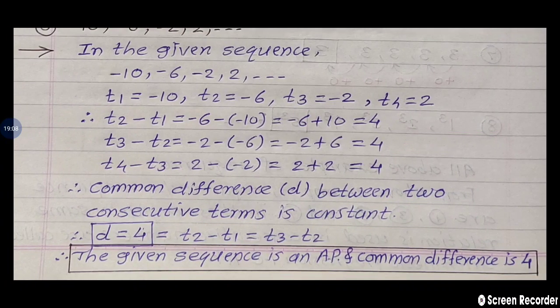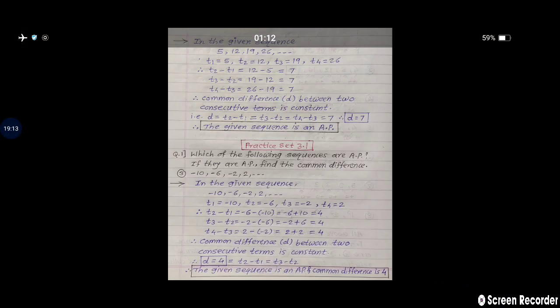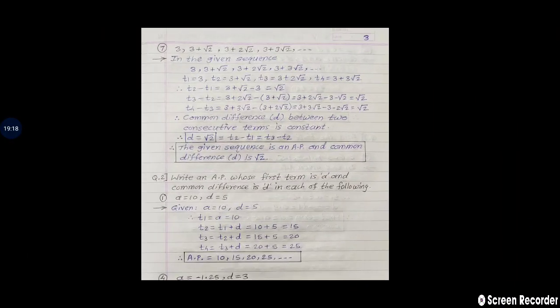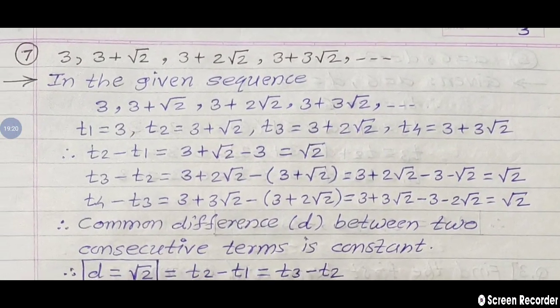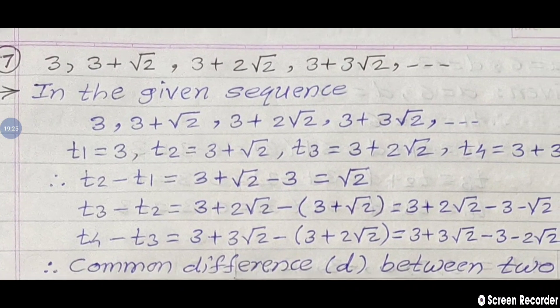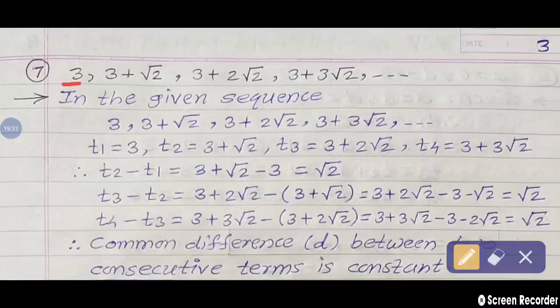All of you understood? So see that some examples are given in our textbook for our practice purpose. Try to solve the given examples. Now we see one more example. Example number 7. Check carefully what is given here. First term is 3, second term is 3 plus root 2, third term is 3 plus 2 root 2, next fourth term is 3 plus 3 root 2 and so on.